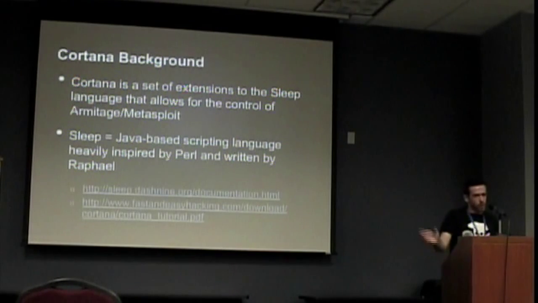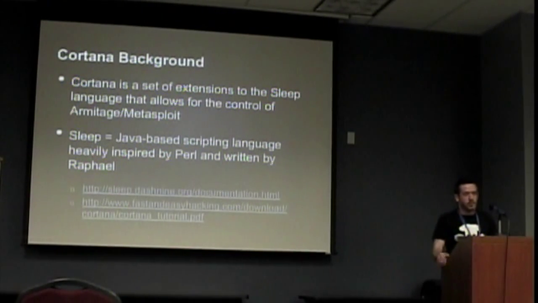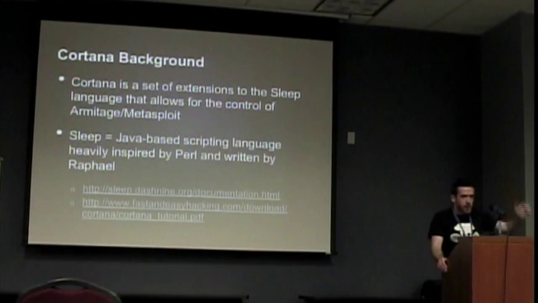I'm going to go over a few slides, a quick background on Cortana. I'll do it in 5-10 minutes, and just get you guys hopefully up to speed a little bit. It's basically a set of extensions to the Sleep scripting language that allows for the control of Armitage and Metasploit. So Sleep, really quick, is a Java-based scripting language, heavily inspired by Perl and built by Raphael, the guy that built these tool sets.